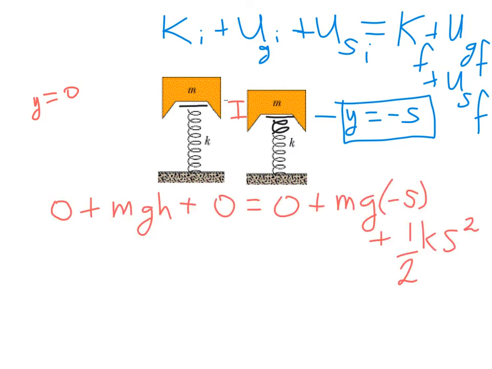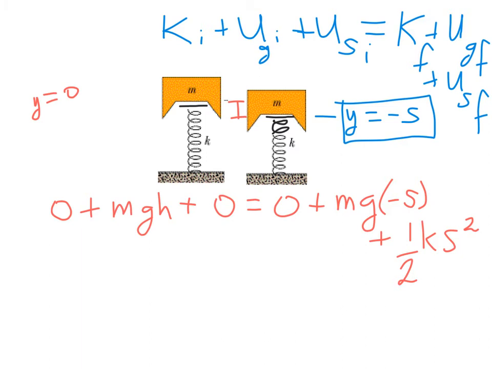So the mass starts at rest, so K initial is 0. The initial height is h, so we have gravitational potential energy of mgh, and the spring is initially at its relaxed length, so it's neither compressed nor stretched, so the spring potential energy is 0. In the final situation, the mass has again come to a stop momentarily, so K final is 0. The y position is negative s, so our U G final is mg times negative s, and the spring is now compressed, so our U spring final is 1/2 ks squared.